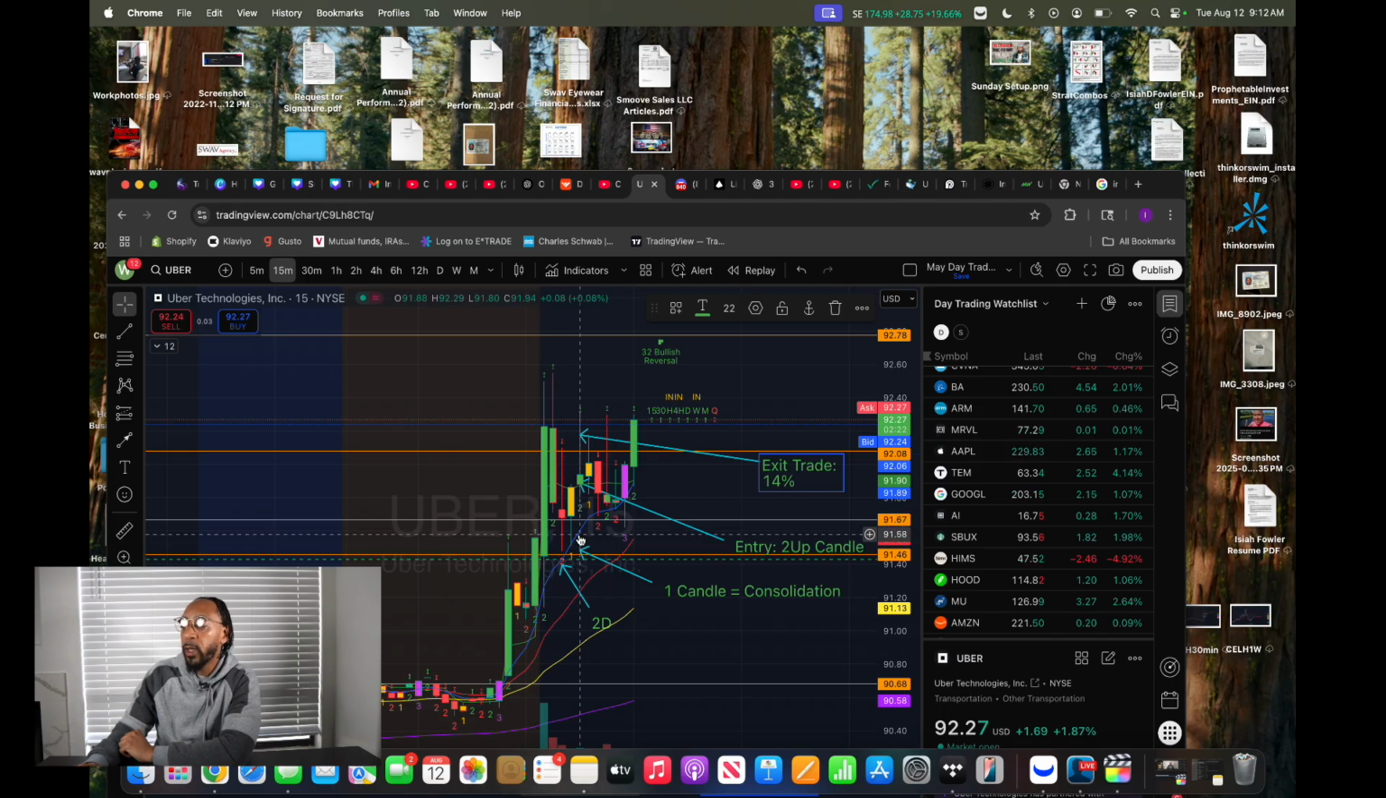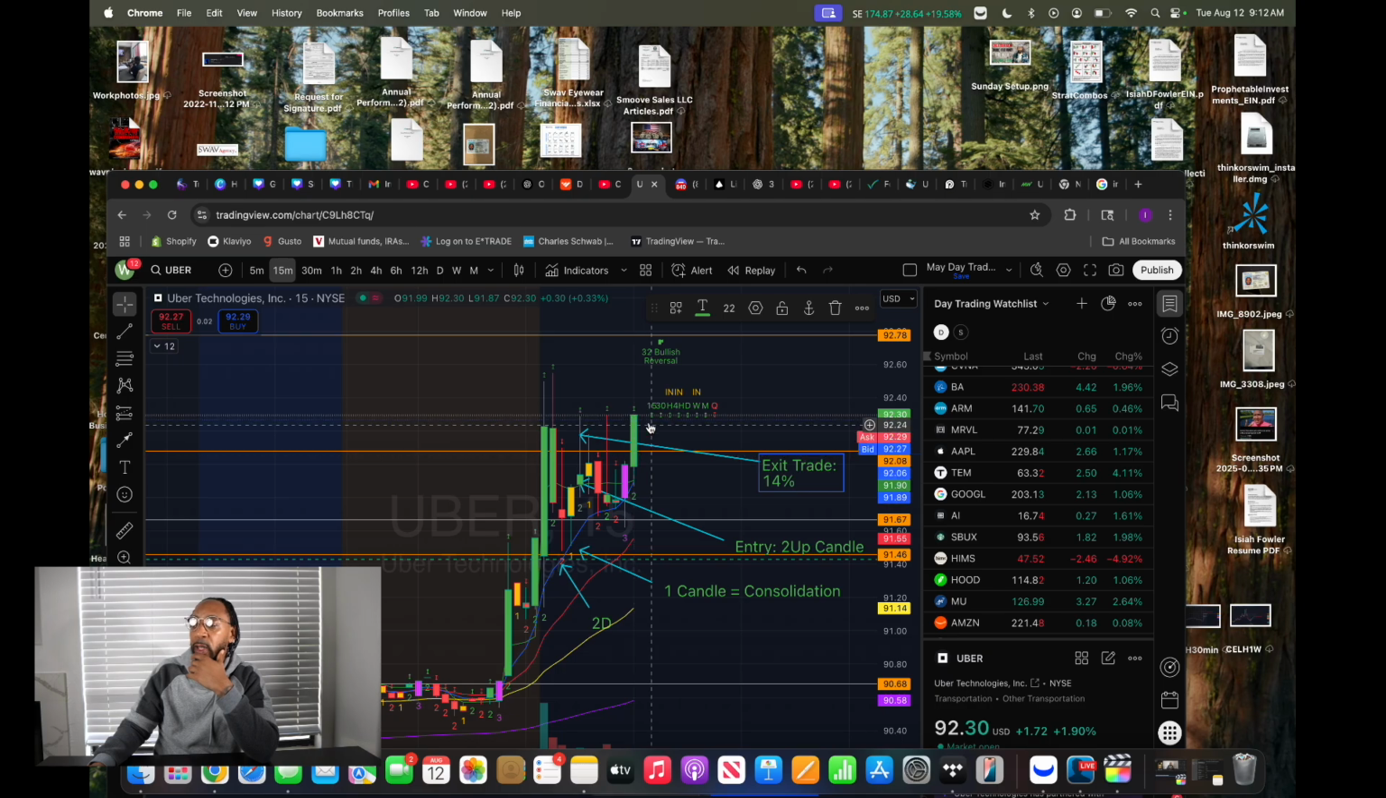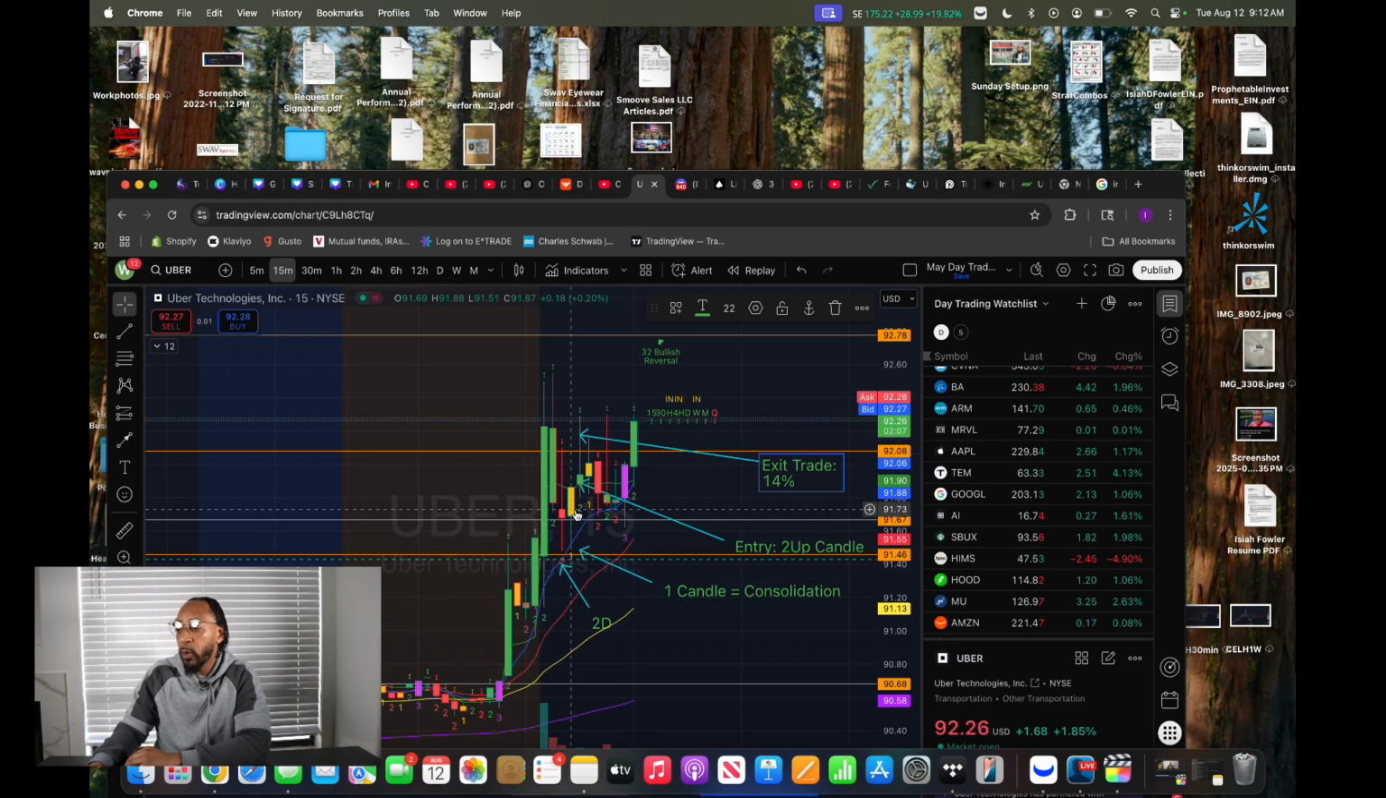2, 1, 2. That was a combo that I traded on this one, a 2, 1, 2. When I see a 2, 1, 2, I know what time it is. Or when I see a 3, 2, that's another good combo. But 2, 1, 2, I was able to get a 14% profit in literally less than 10 minutes, y'all. This is trading off the 15-minute time frame. It's very, very simple.